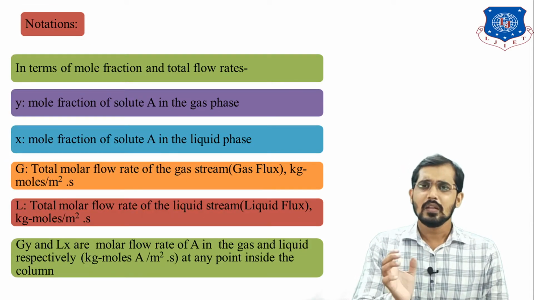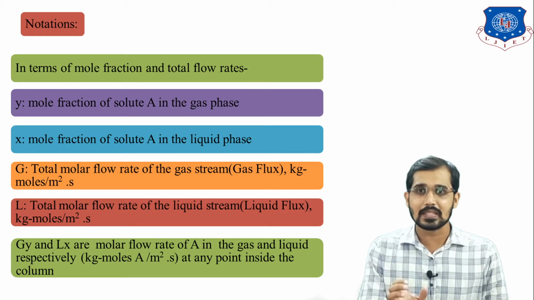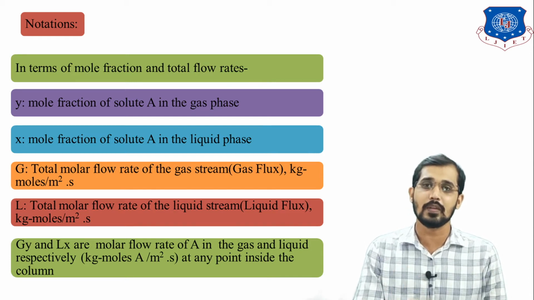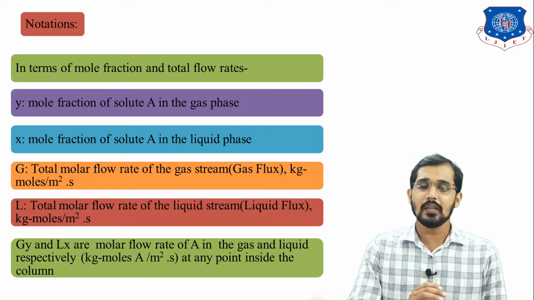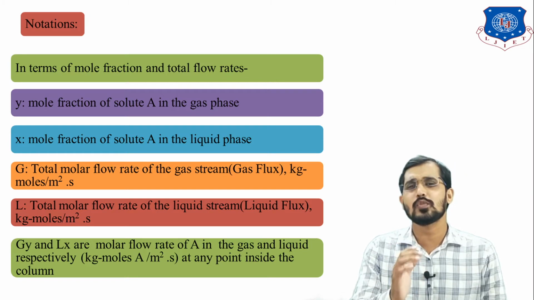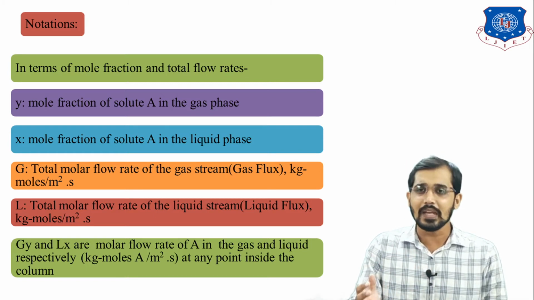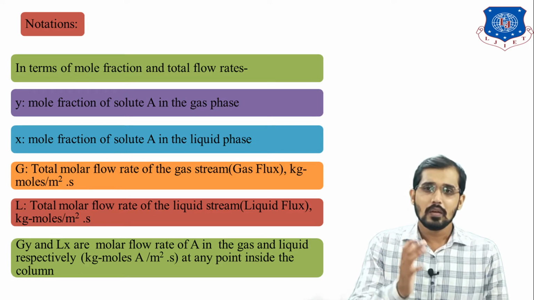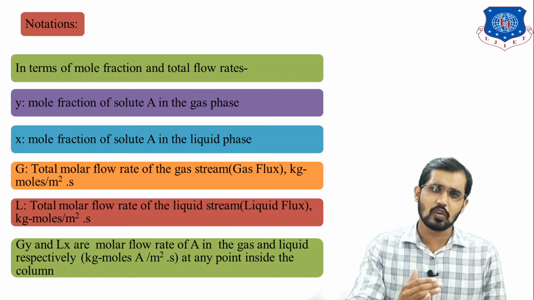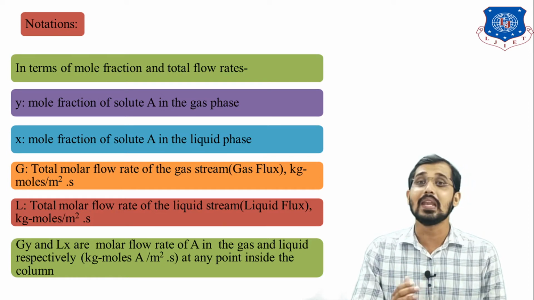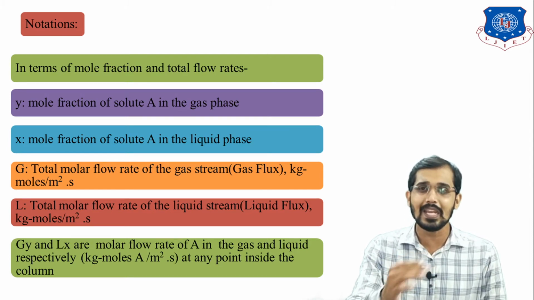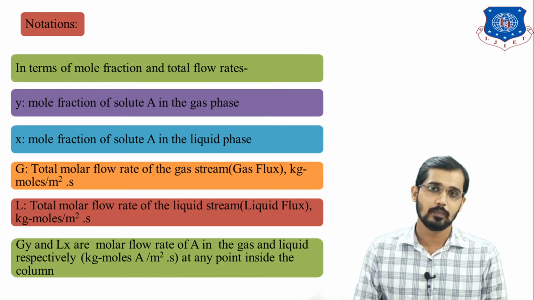After that, you can see the products Gy and Lx; these are the molar flow rates of component A in the gaseous phase and liquid phase respectively. We have represented this at any point in the absorption column. If you are representing at the inlet section, that is G1, Y1, and for the liquid stream that is L1, X1, and at any point in the absorption column that is Gy or Lx. So Gy and Lx are at any point inside the absorption column.